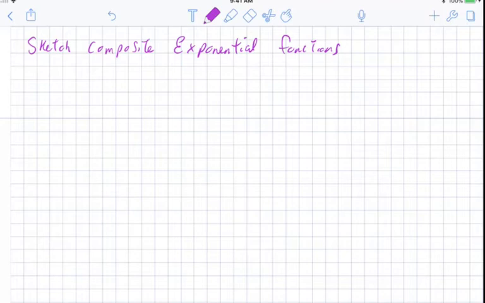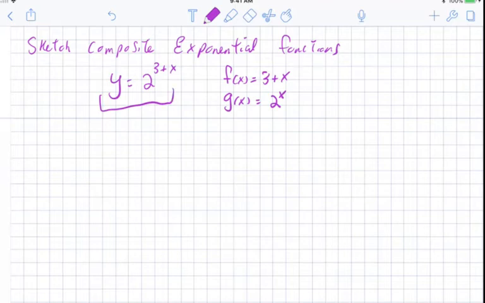What's a composite exponential function? This is what we're talking about. Let's review composite functions. One function is that. Another function is our exponential. This weird expression is what happens if you put one function inside another function. So it's 2 to the f of x, which is 2 to the 3 plus x.